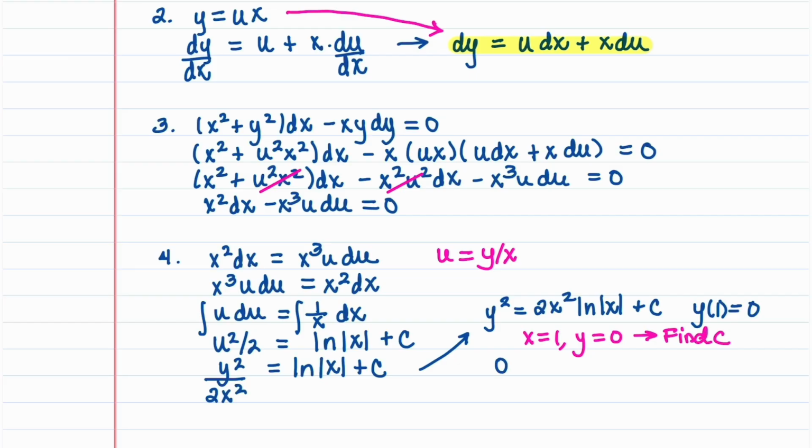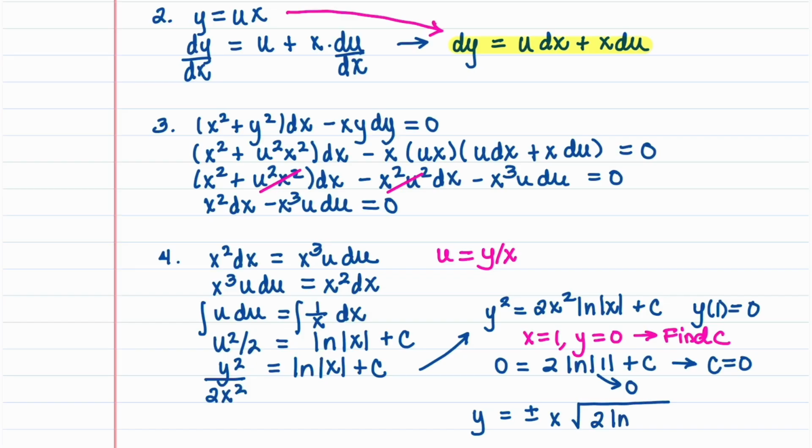We get 0 is equal to 2 times 1, so this is 2, natural log 1 plus c. Natural log of 1 is equal to 0, so c is equal to 0. Our solution then becomes y is equal to plus or minus x times the square root of 2 natural log absolute x. And that's the solution to our homogeneous equation.